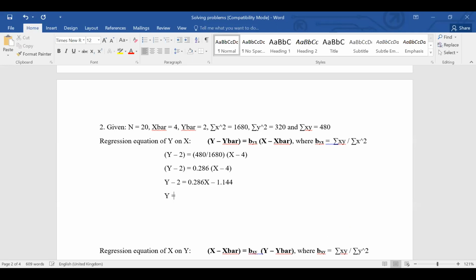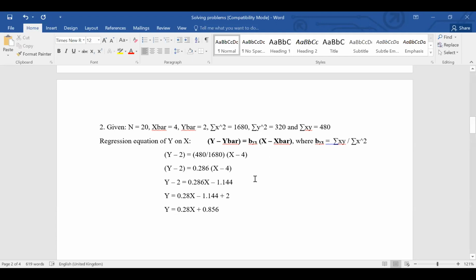Please keep on telling the answer so we can work out fast. Minus 1.144 plus 2, because we are bringing minus 2 to the right hand side. So that you will get y equal to 0.286x plus, what is the answer? 0.856. Very good. So we got the regression equation y on x. This is very simple because they gave the value directly.